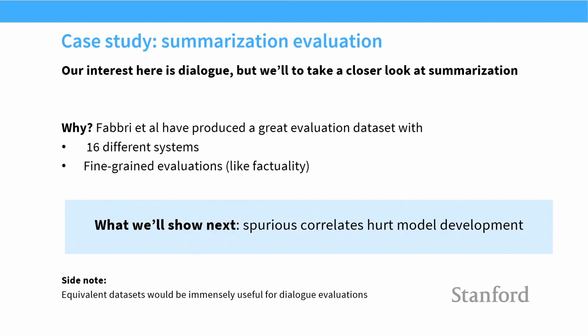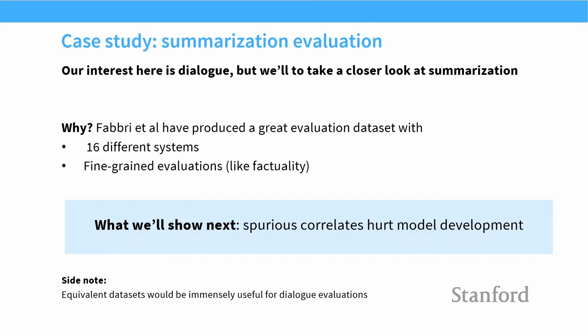So we're going to look at a big evaluation data set that some people from Salesforce produced that evaluated 16 different systems and did fine-grained human evaluations for factuality. This allows us to see whether the rankings produced by these automated evaluations match those produced by humans, right? And really, what we can show is actual direct harms from this kind of framework.